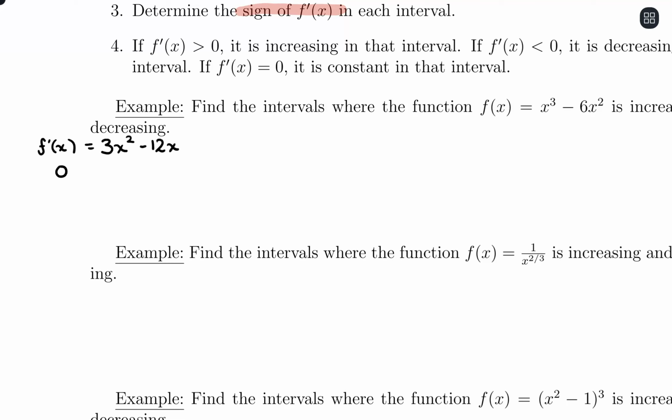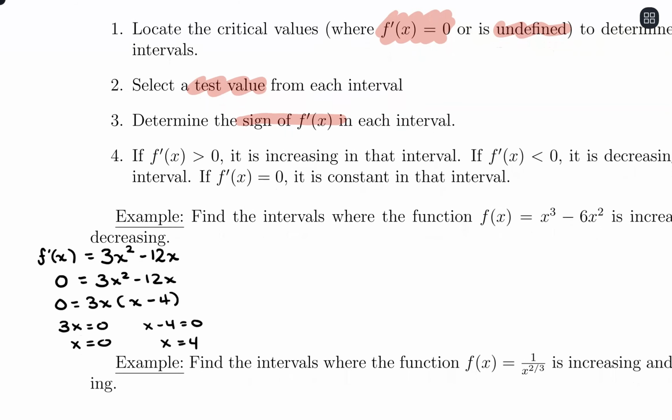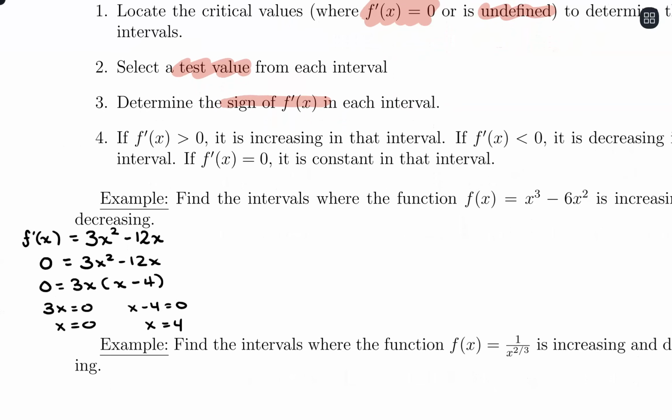All right, so I want to see where this is equal to 0. So 0 equals 3x squared minus 12x. And now we're going to do some factoring. So 0 equals, I can factor out a 3x, and that will leave me with x minus 4. And now we can use the zero product rule. So 3x equals 0, x minus 4 equals 0. So I'm getting x equals 0 and x equals 4, just like we saw on our graph. So those were our turning points, x equals 0, x equals 4, and that's where our derivative is equal to 0. So now this determines the test intervals.